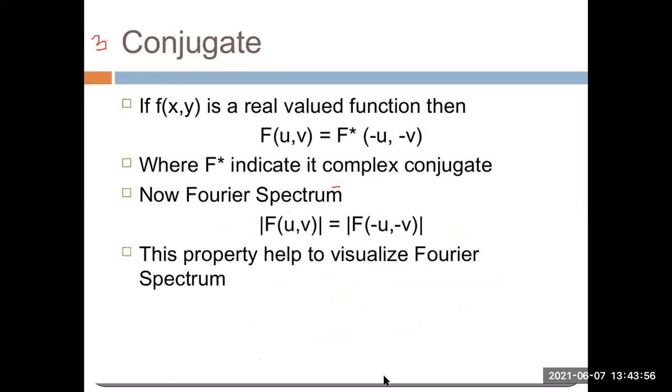Now the fourth property is a very important property, which is called the conjugate property. So what does the conjugate property say? Suppose f of uv is the original transform, then its conjugate, represented by f star, will be equal to f star of minus u, minus v. Let me prove this with an example. So how is it equal?